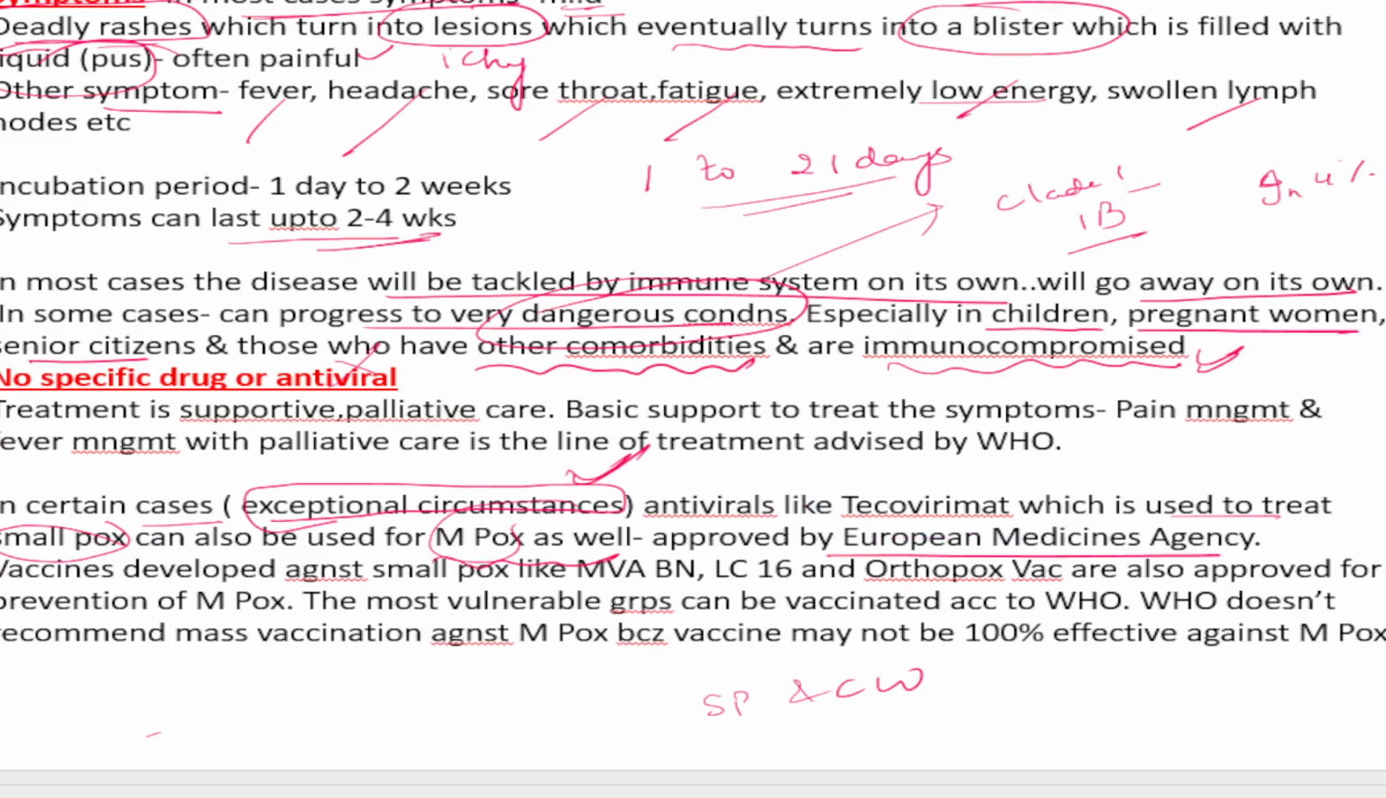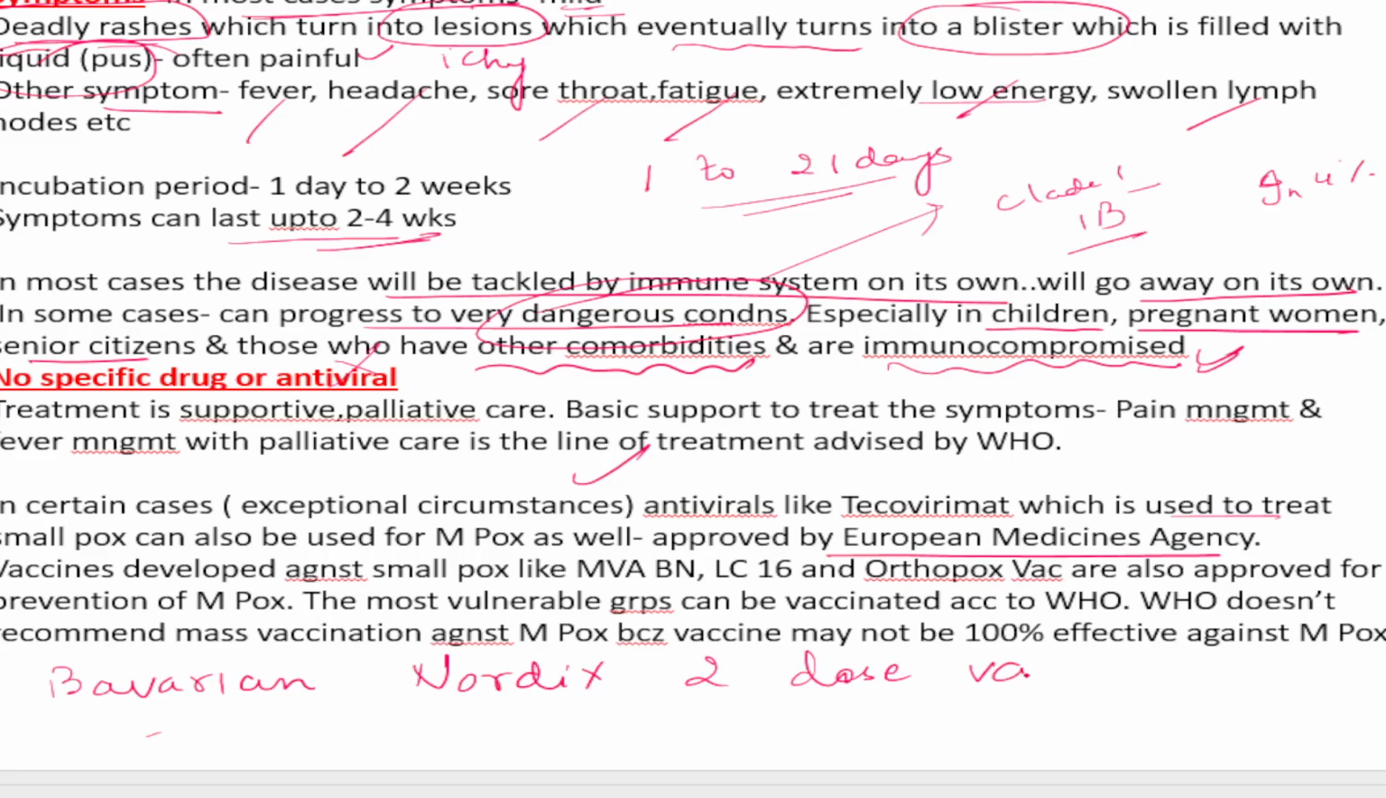Then about the vaccines that have been developed against this disease. The first vaccine, which is the most common vaccine developed against monkeypox, is the Bavarian Nordic 2-dose vaccine, and it has been authorized for use against monkeypox.